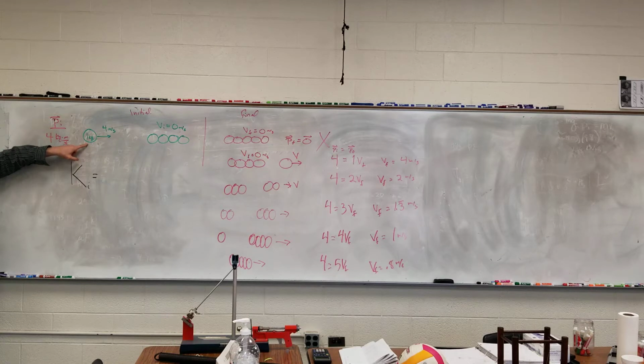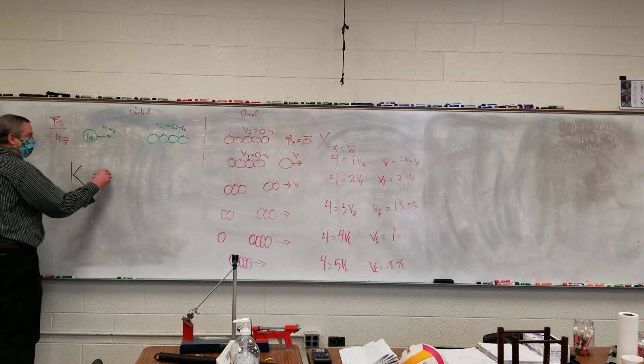So we got a 1 kilogram mass going at 4 meters per second. What's its momentum? What's its kinetic energy? I want the number. 8. There we go. 8 what? 8 joules. Joules. All right, so it's 8 joules.